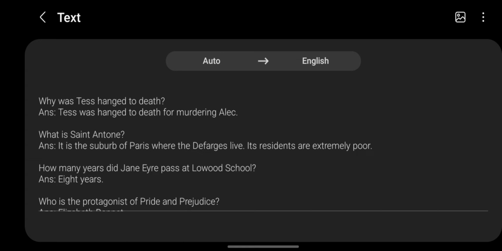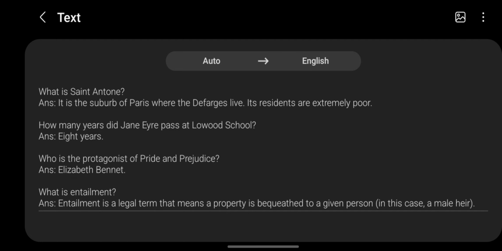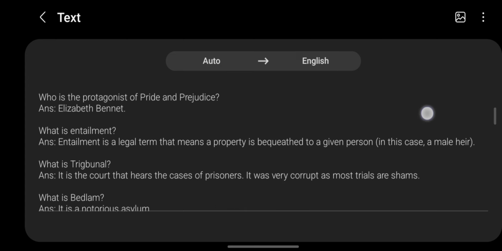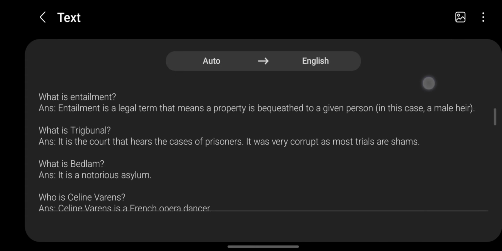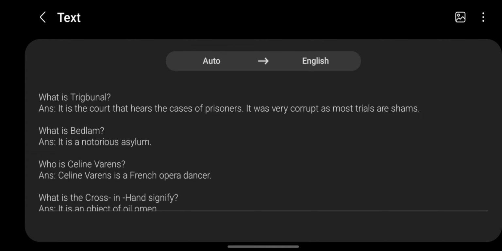How many years did Jane Eyre pass at Lowood School? ANS, 8 years. Who is the protagonist of Pride and Prejudice? ANS, Elizabeth Bennet. What is entailment? ANS, entailment is a legal term that means a property is bequeathed to a given person, in this case, a male heir. What is tribunal? ANS, it is the court that hears the cases of prisoners. It was very corrupt as most trials are shams. What is Bedlam? ANS, it is a notorious asylum.